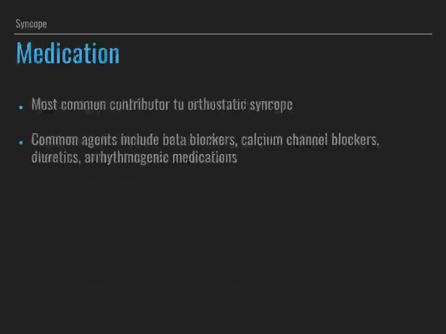Moving on from there, medications can also be a cause of syncope, and they are the most common contributor to orthostatic syncope. And really, reviewing a medication list can be incredibly helpful in the evaluation of the syncope patient, but make sure you're paying attention to beta blockers, calcium channel blockers, anything that's going to prevent them from either increasing their vascular tone or increasing their heart rate to compensate for changes in position. And then also pay attention to diuretics or arrhythmogenic medications, because these could be leading to hypovolemia or arrhythmias. And then, especially in the evaluation of the elderly patient, polypharmacy is something to pay attention to as well.